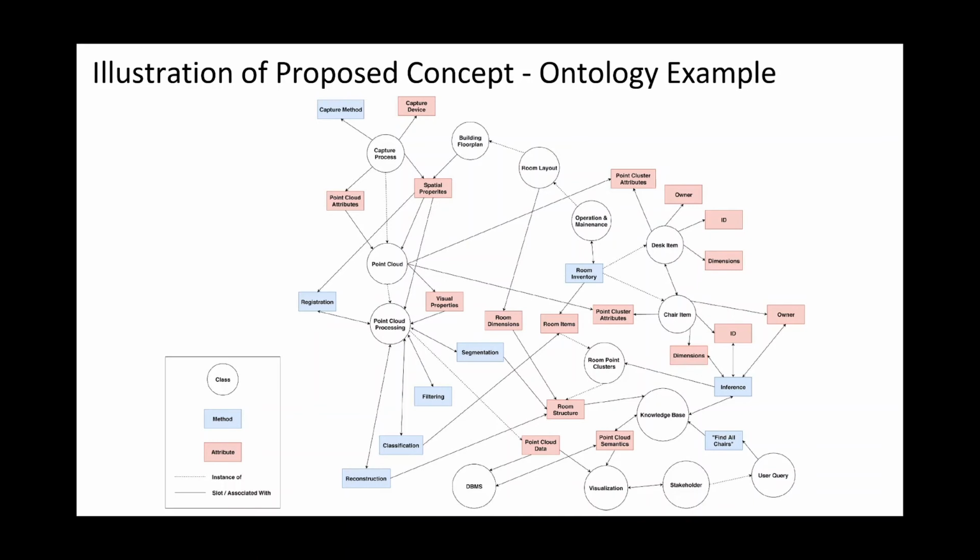We will now show some of these proposed concepts in terms of illustrations. We begin with an ontology example where a user puts forward a query which is to find all chairs in a given point cloud representation. And as you can see here, we present an ontology consisting of all the main classes, methods, and attributes, including instances and associations with each of the different entities that form the core ontology example.